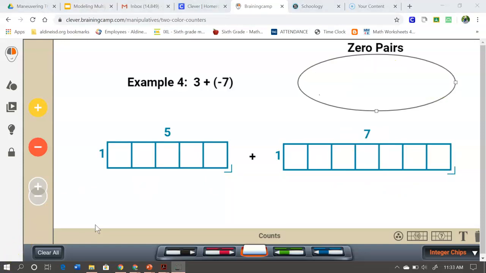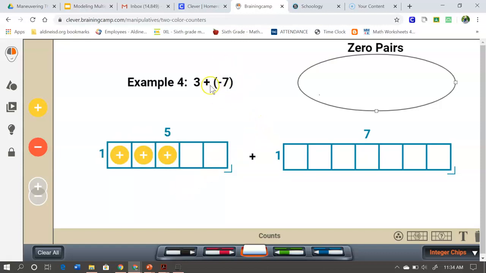Okay, so example number 4 is the last example I'll do with the color counters. Again, the example is 3 plus -7. So again, we have two different signs. We have a positive number and we have a negative number. But again, we're going to solve it the same way. So we need to represent the first number, which is positive 3, with the yellow counters. So I'm going to represent positive 3 with 3 yellow counters.